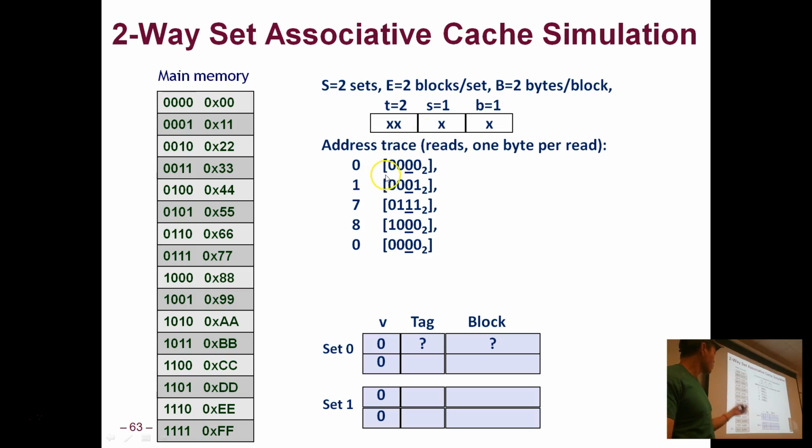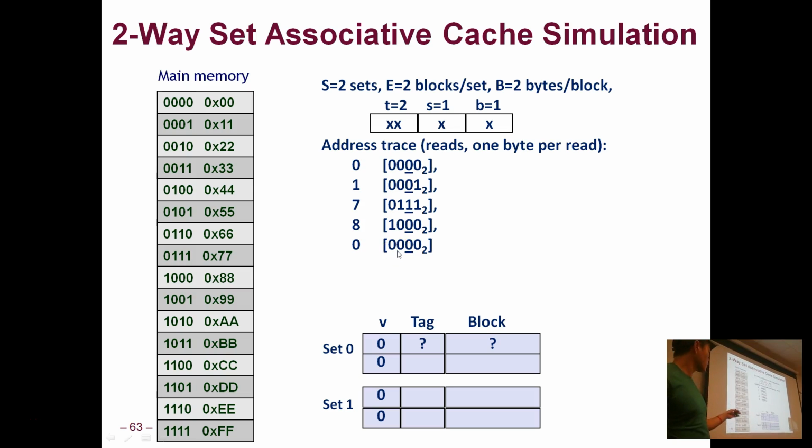So then we have this address stream, 0, 1, 7, 8, 0. The underlined digit is your set ID, the right-hand side is the block offset, and the left part is your tag.